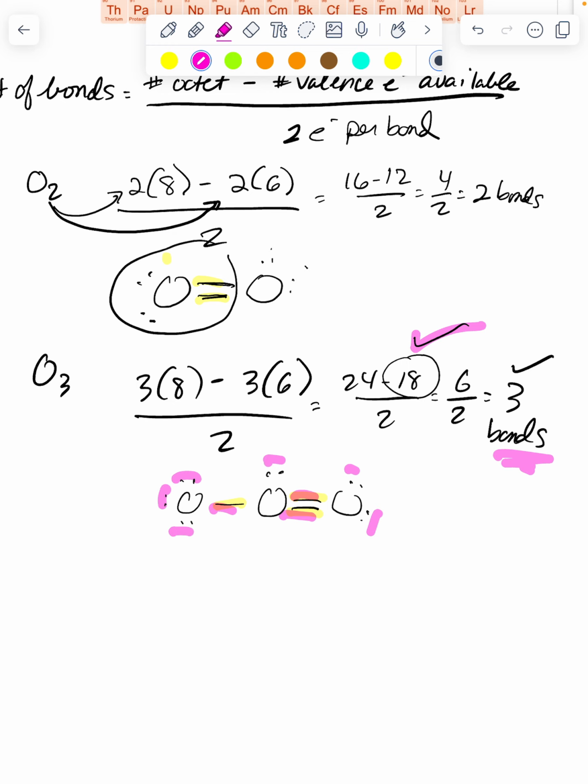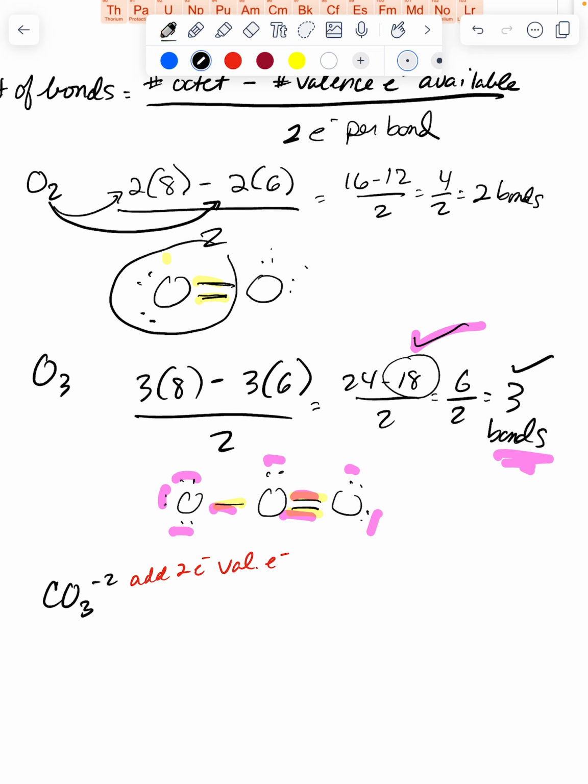All right, let's try something a little trickier. The carbonate polyatomic ion. So this has a charge, and so when you have a negative charge, it means add that number of valence electrons. Doesn't mean you can have 10 in an octet. It means you're going to need 2 extra valence electrons in order to get that octet.